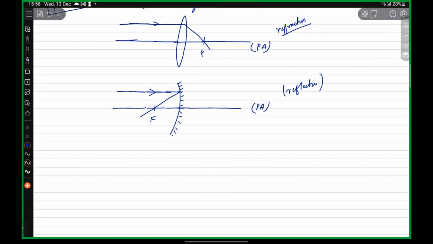Now, after defining focus, one thing is very interesting to understand, and you should be aware of this: it is known as the focal length.